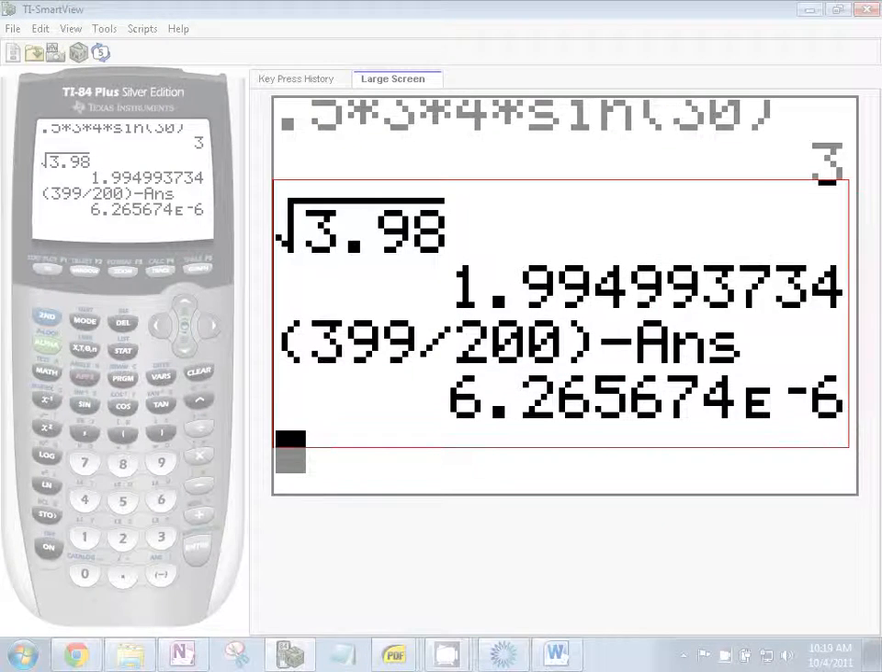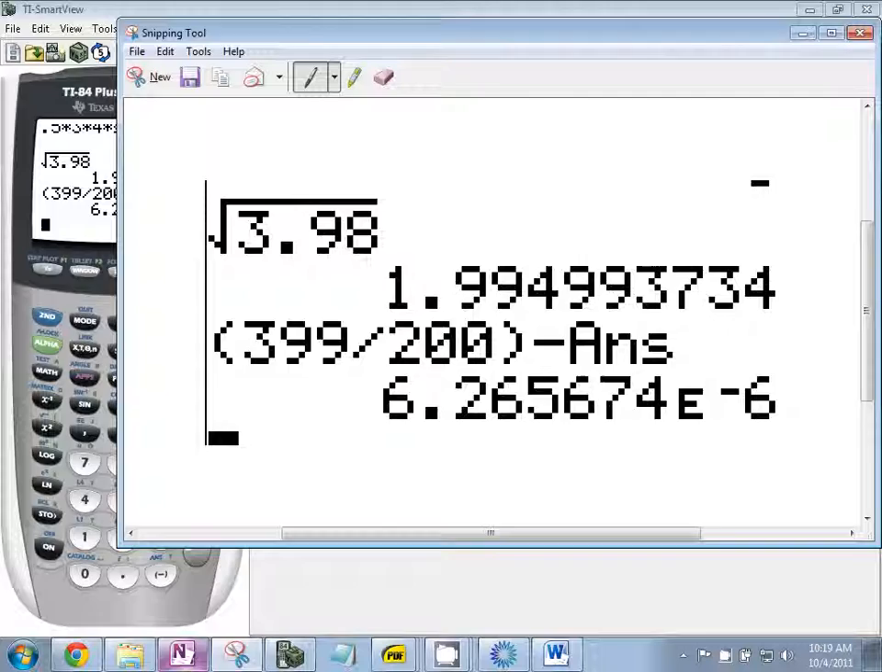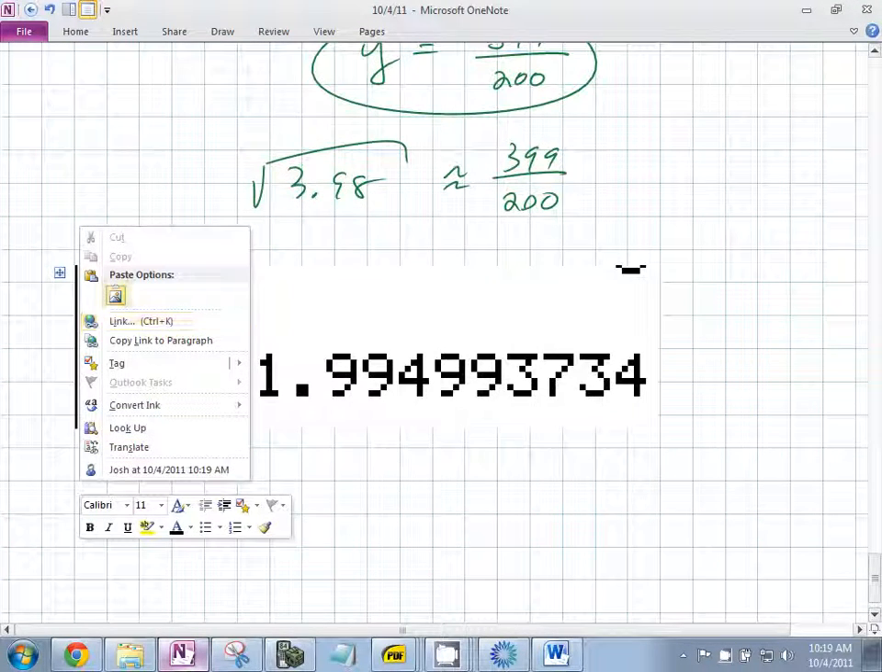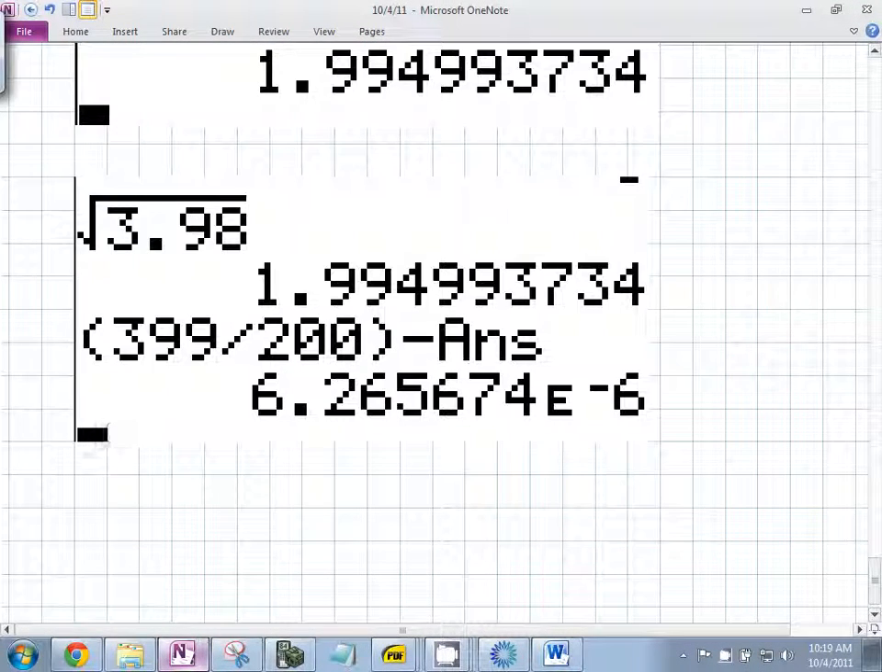What does that mean when it says e negative 6? It's times 10 to the negative 6. So you take this and move the decimal place, how many times? Six times: 1, 2, 3, 4, 5, 6. So it's 0.000000 and so on. How close are we? Very close.